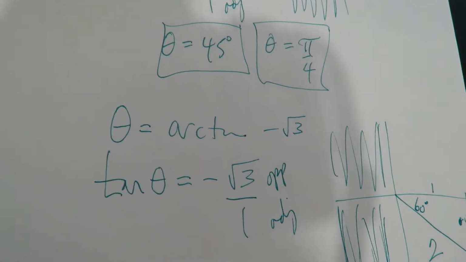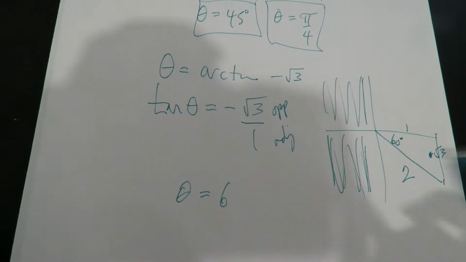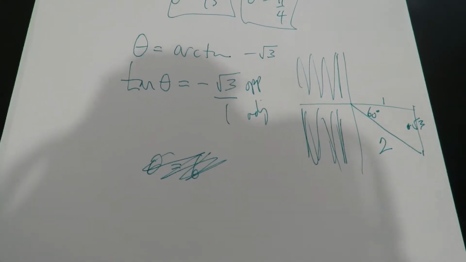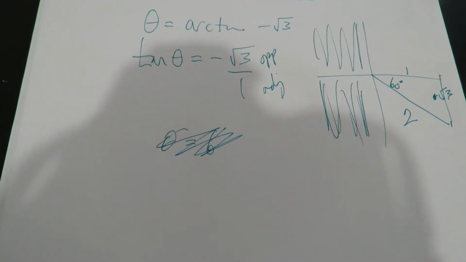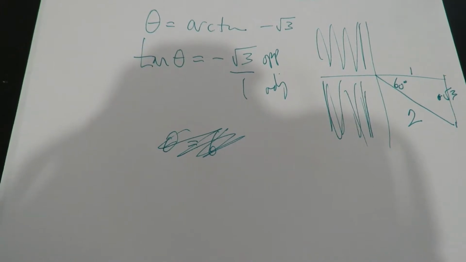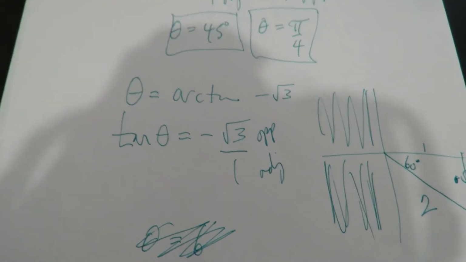Oh, I almost said it wrong. Caught myself, thank goodness. If you say the answer is 60 degrees, that's wrong, right? Because if you tell somebody the answer is 60 degrees, they're going to go, oh, you're in quadrant 1? And no, you're going to say my answer's in quadrant 4. Then you have to rotate me to quadrant 4.